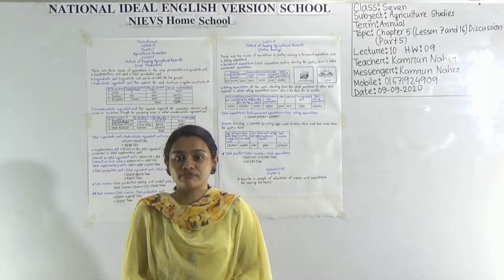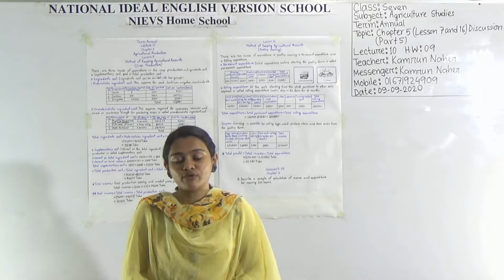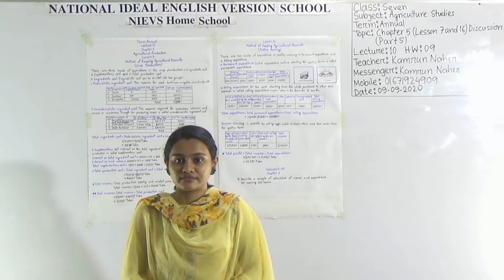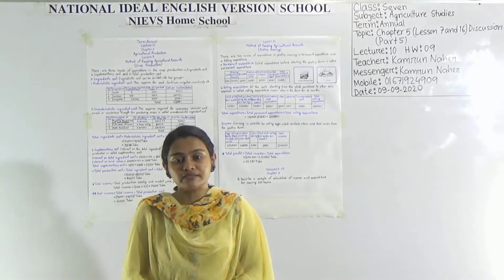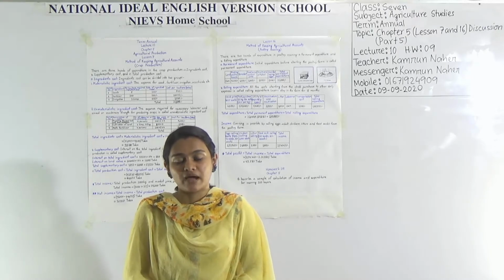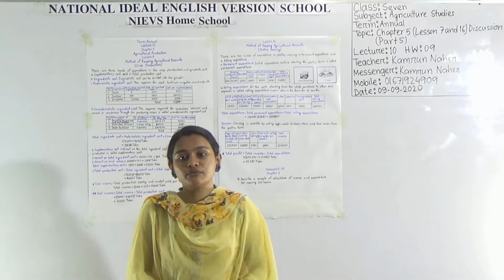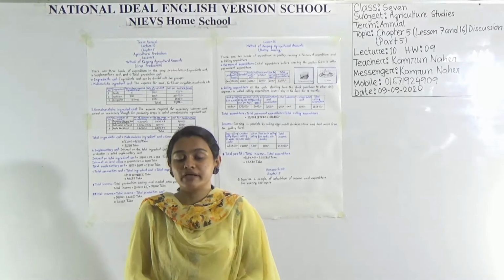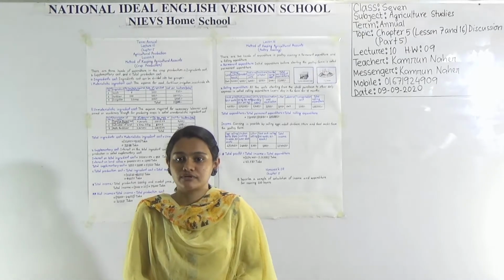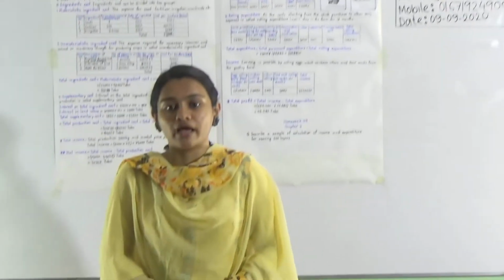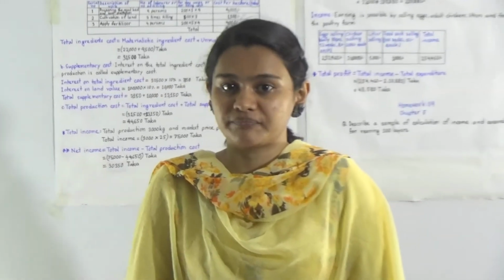My dear students of class 7, today I am going to take your Agriculture Studies class. Our today's topic is lesson 7 and 16 from chapter 5, and the name of this chapter is Agricultural Production. Dear students, today we will know about the method of keeping agricultural accounts for crop production and for rearing poultry.